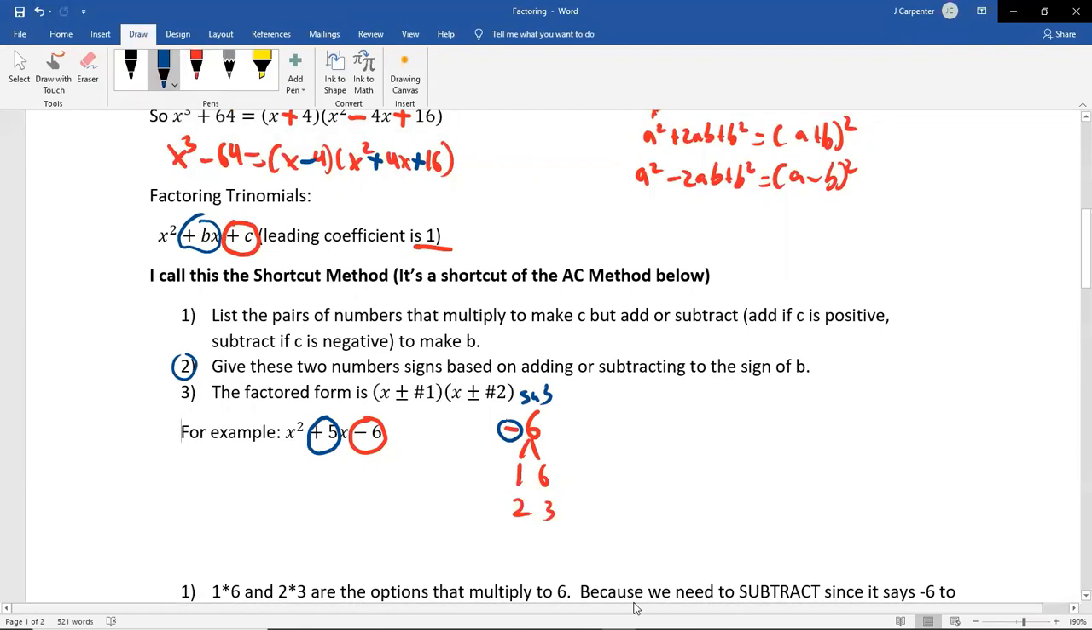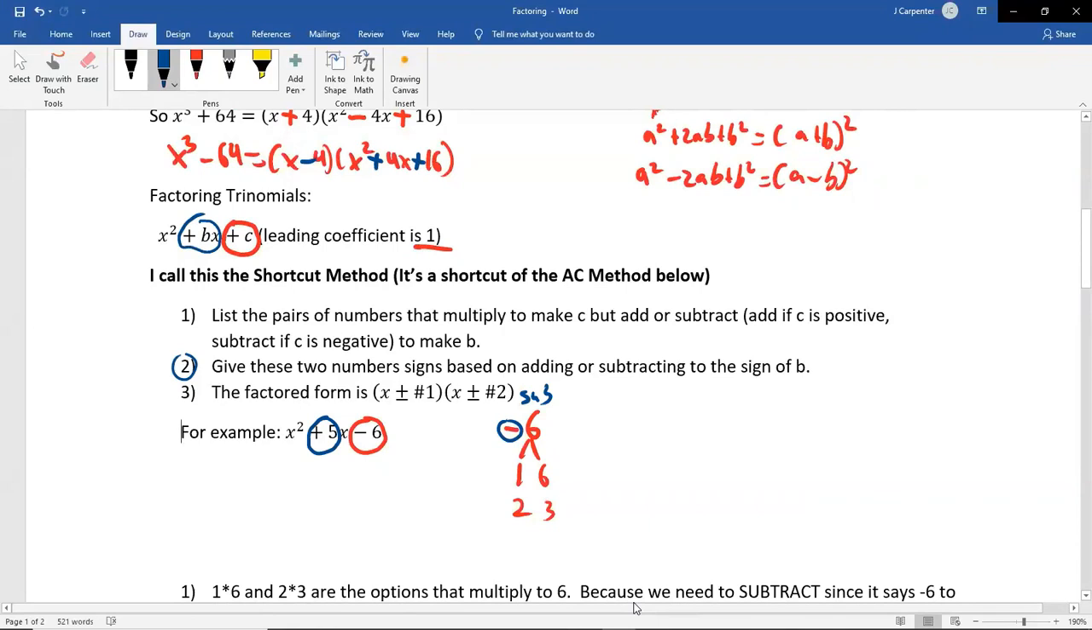Because 1 and 6 and 2 and 3, it seems like either option could work, because 6 minus 1 is 5, but 2 plus 3 is 5. But this sign means that the product has to be negative. They have to multiply to make a negative 6, whatever we choose. So if you choose the 2 and 3, 2 times 3 is 6. If you choose these both positive to make them add to a positive 5, well, positive 2 times positive 3 is positive 6, not negative 6.